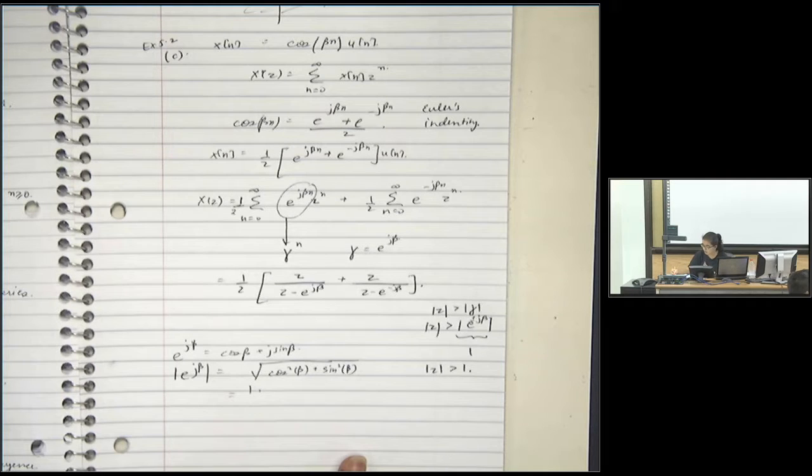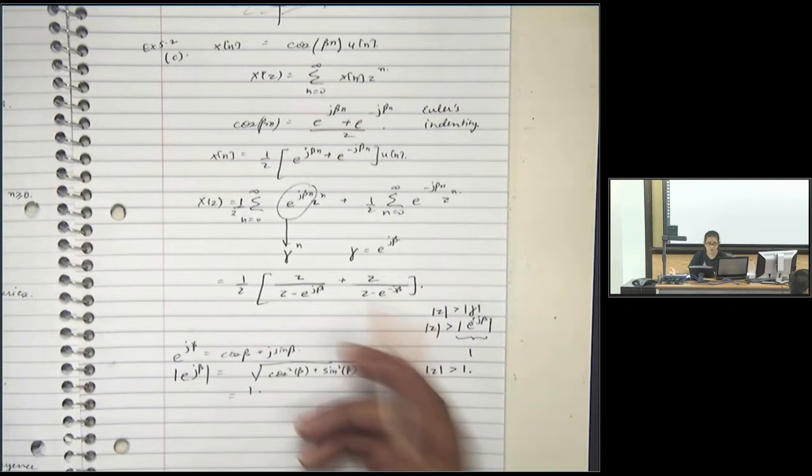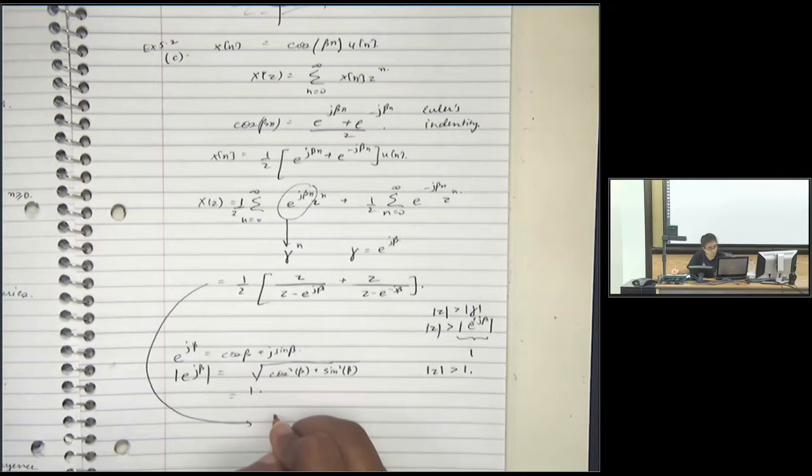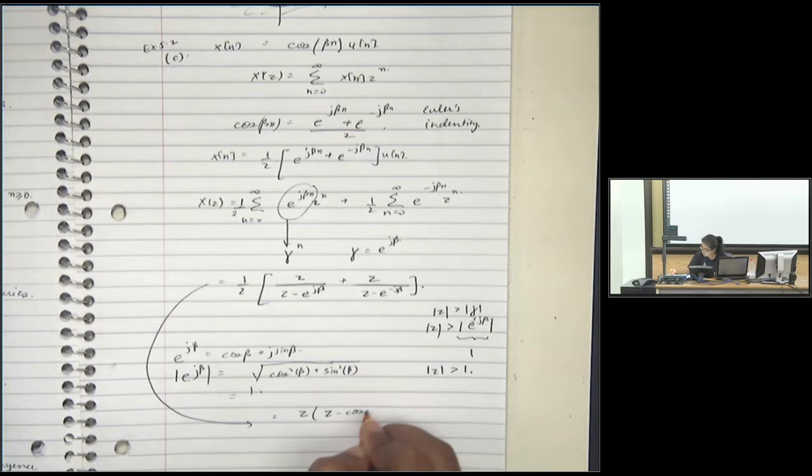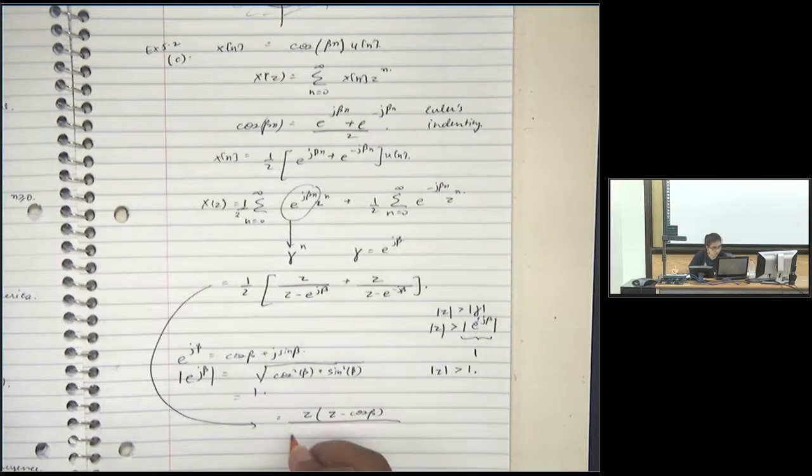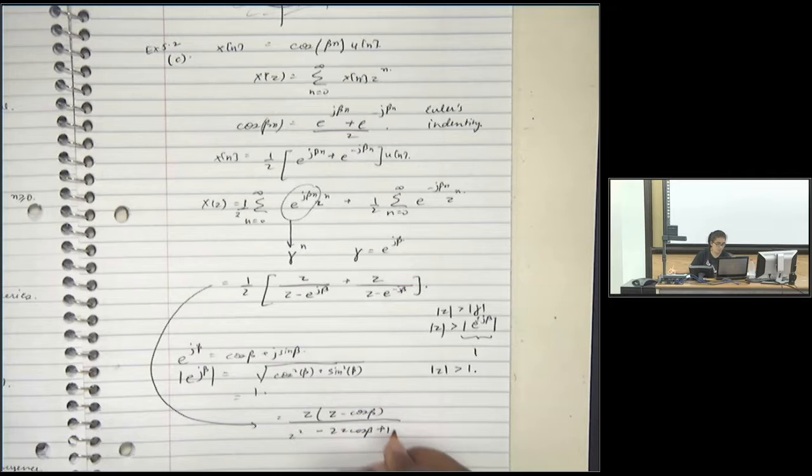Okay, we can simplify this further if you want to. So this term will finally look like z into z minus cos beta over z square minus 2z cos beta plus 1. All right? Okay. Any questions on this?